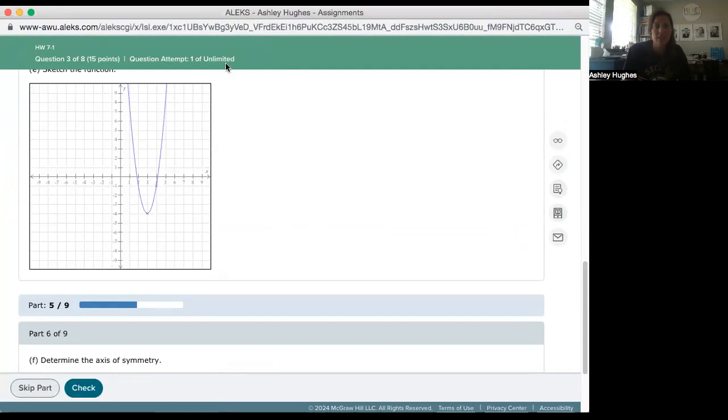So the first thing I did is I plotted the vertex, which is (3, negative 4). Then you choose if it opens up or down. We're going to choose it opens up because the leading coefficient is positive. Then you need to plot a point. Okay, so when you go to plot the point, you look at this guy. This tells you how you're going to move.